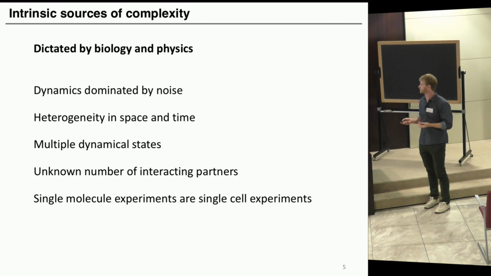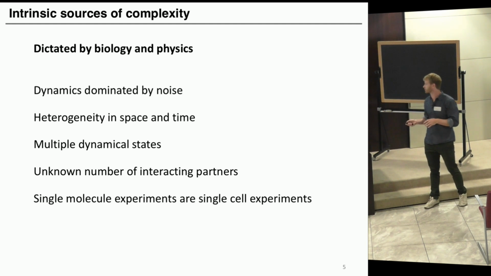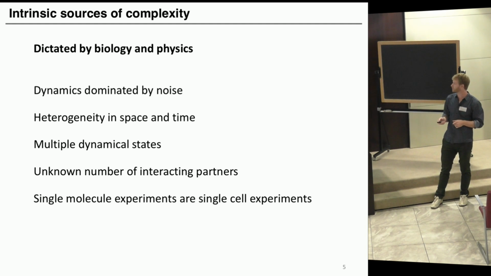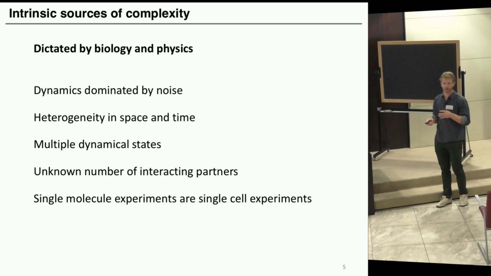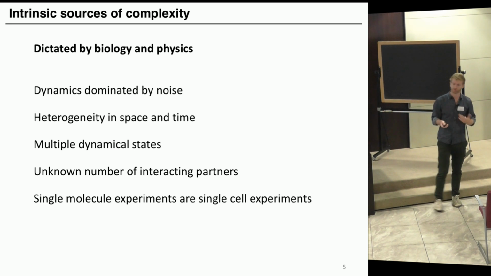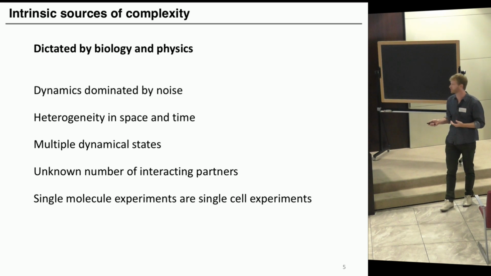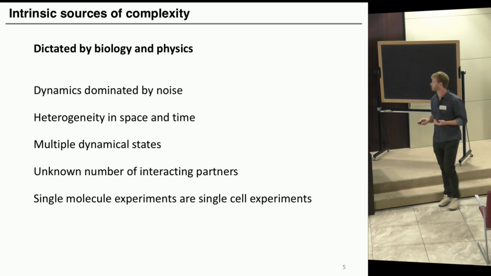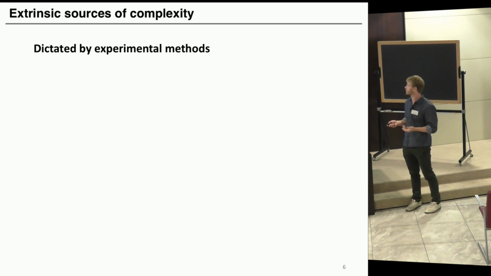There's no statistical physics that can tell us, like equilibrium statistical physics, here. And finally, we're actually looking at single cell experiments as well, because we're looking at measurements from single cells. So we have a lot of variability from cell to cell as well. This is a lot of heterogeneity that we need to cope with.